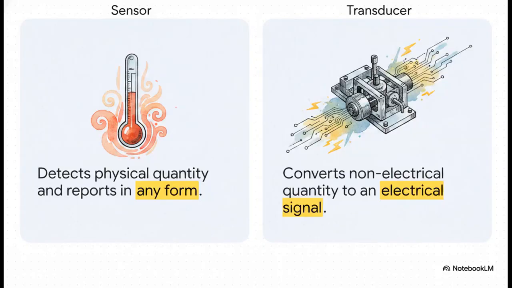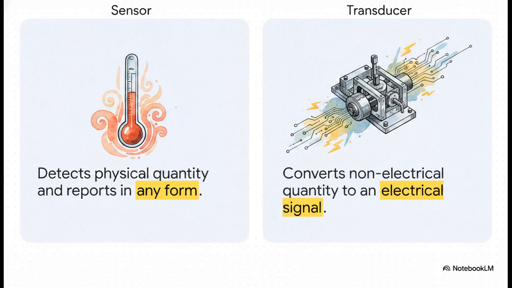In any measurement system, we have to process non-electrical physical quantities using electrical methods. And the line between the devices that do this is actually a huge point of confusion in engineering, but it's really quite distinct. A sensor is simply a device that detects a physical parameter and reports it in any form.